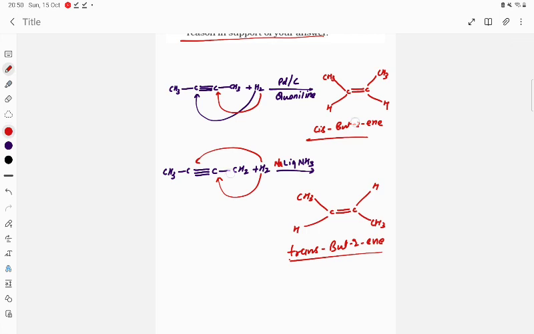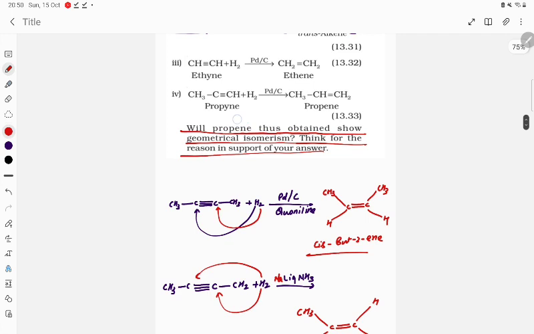If you are talking about propyne, it will also form the cis and trans alkene.